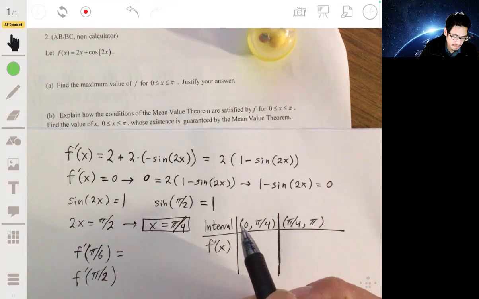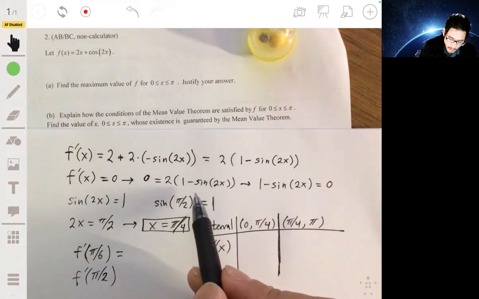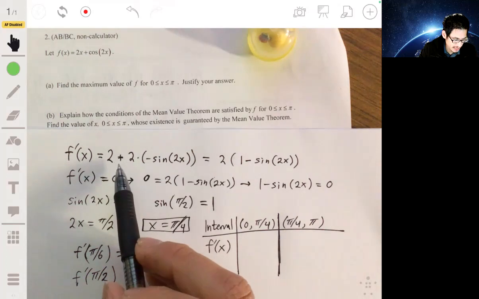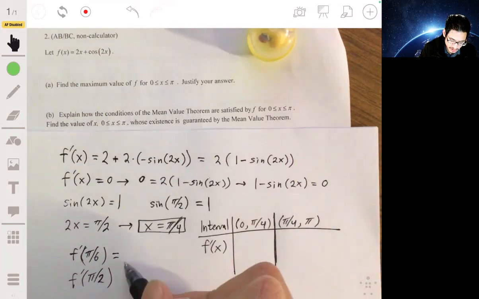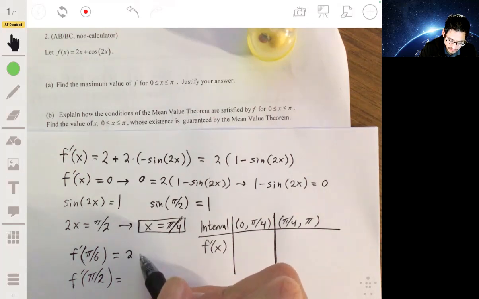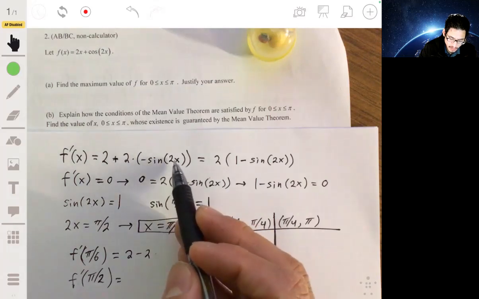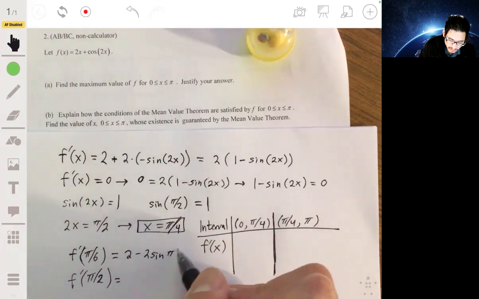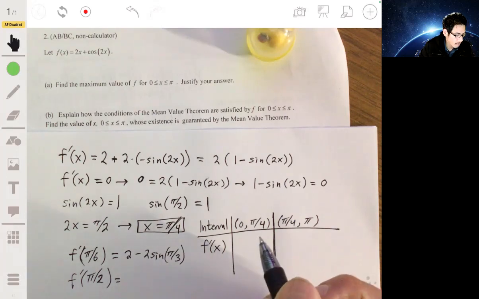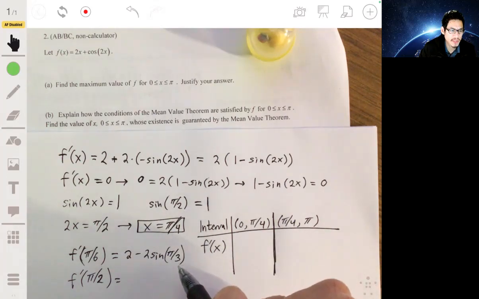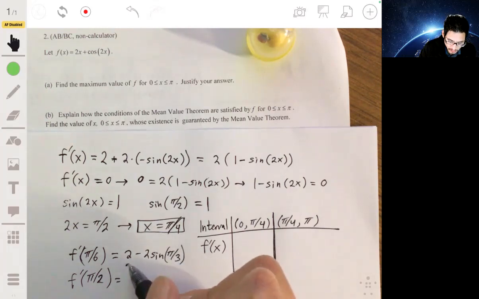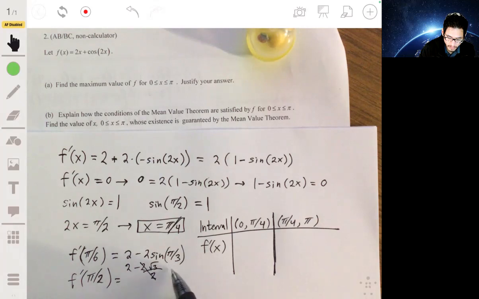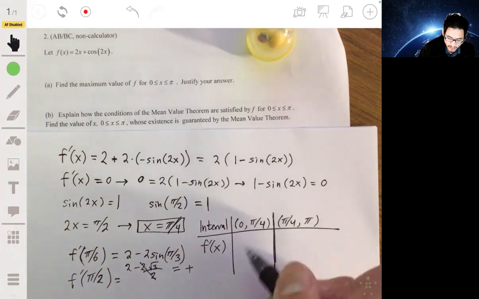So f prime of pi over 6. Plug it into my derivative equation. It doesn't technically matter. So it'll just be 2 minus 2 times the sine of 2 pi over 6, or the sine of pi over 3. The sine of pi over 3 is root 3 over 2. So this will be 2 minus 2 times root 3 over 2. It'll be 2 minus root 3. And so this is greater than 0, so this is a positive number. So positive.